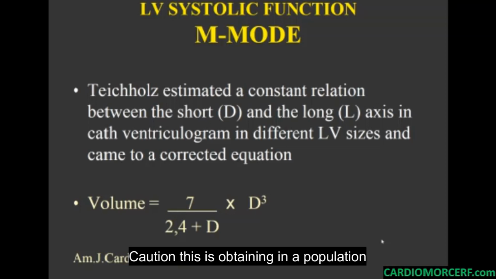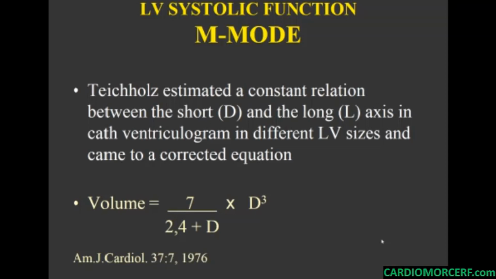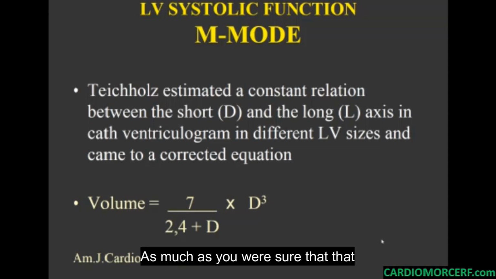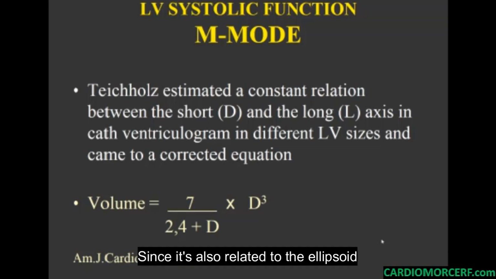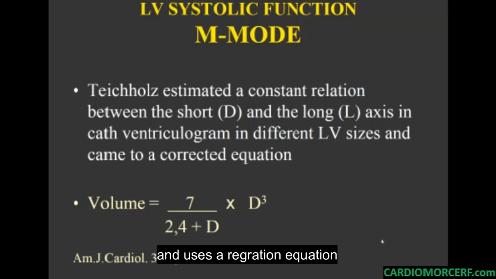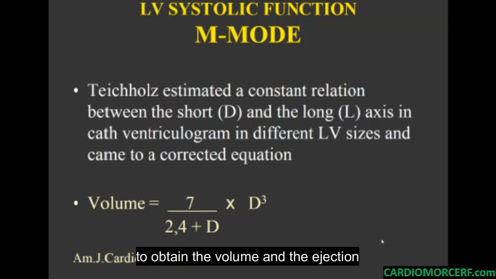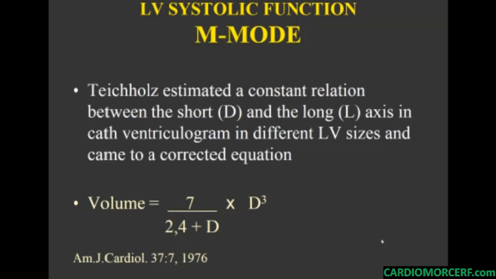Caution: this was obtained in a population, and you do not know if this Teichholz relation is right for the left ventricle of your patient, as much as you are sure that the left ventricle does not have the shape of an ellipsoid. It is not a solution. It may even be worse, since it is also related to the ellipsoid and uses a regression equation to obtain the volume and ejection fraction.